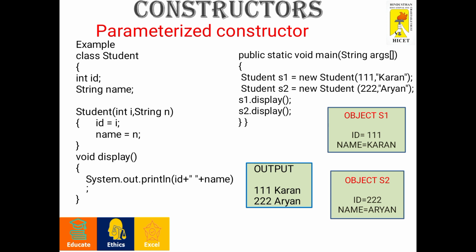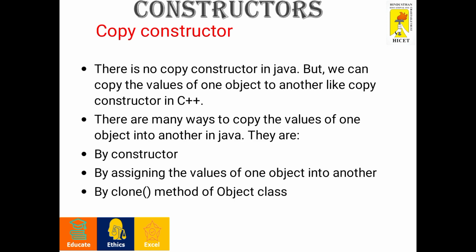s1.display and s2.display both call the same function, but they will print different values, because s1.display will display the s1 object, and s2.display will display the s2 object. So when we execute this program, we'll get the output like this: 111 current and 222 rn.